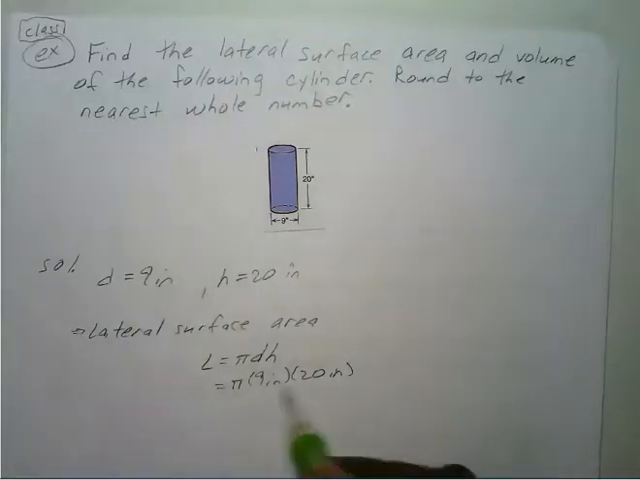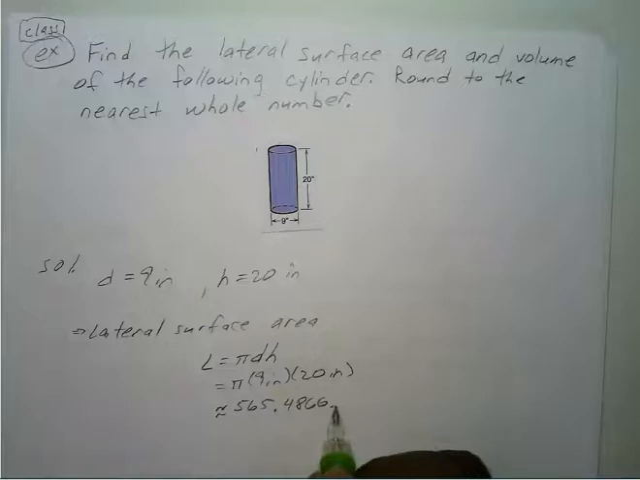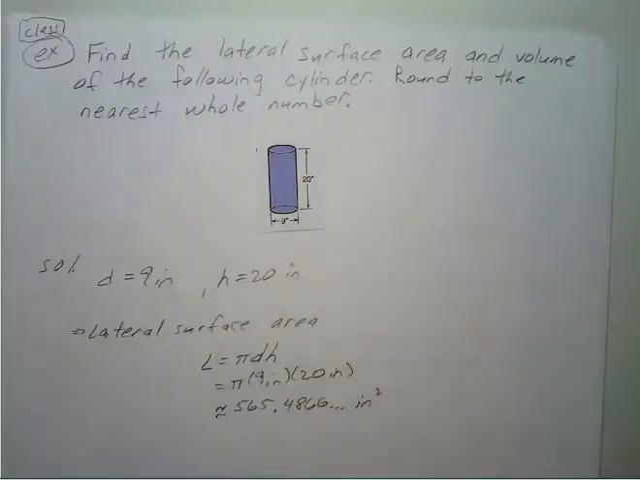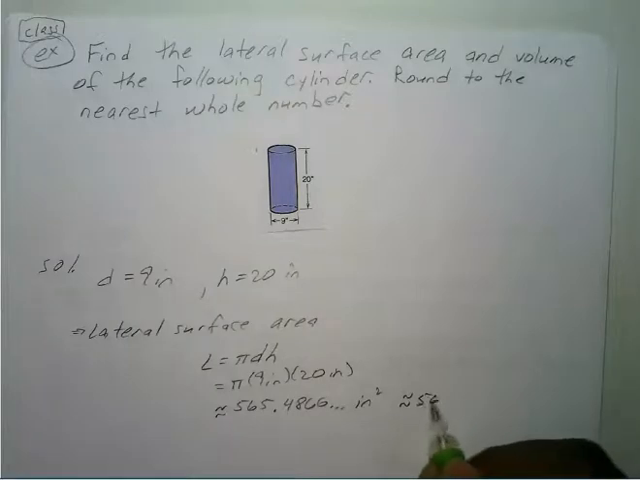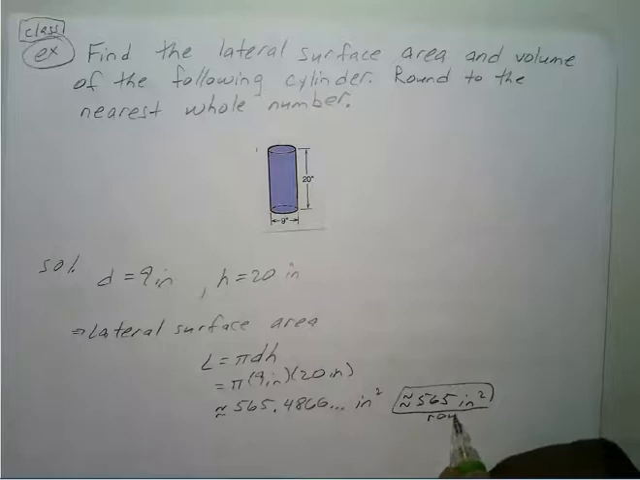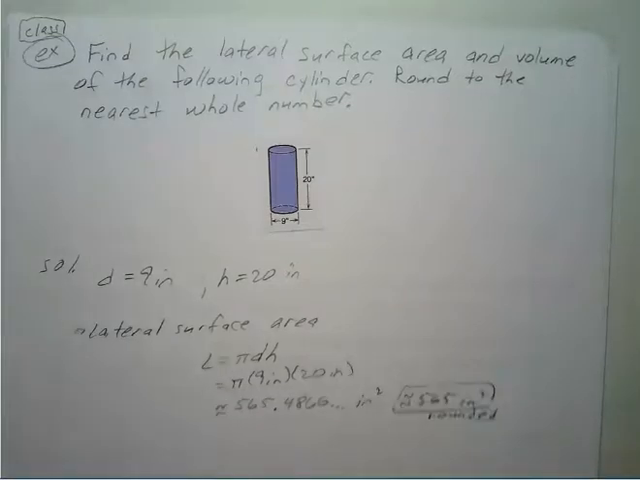Okay, so if we get 9 times 20 times pi, you plug that into your calculator, you get about 565.4866, and it keeps on going, square inches. But since we want it rounded to the nearest whole number, that's going to be about 565 square inches for your rounded answer. Okay, now let's look at the volume.